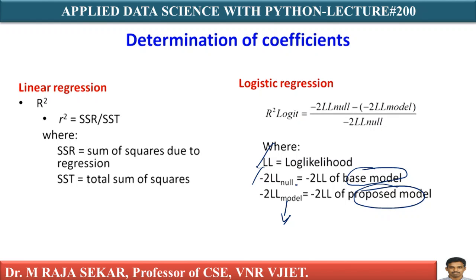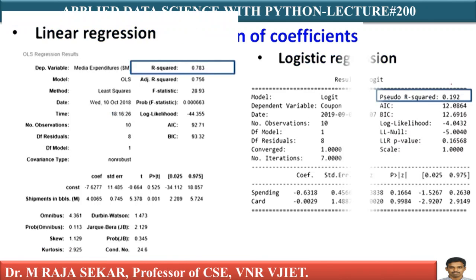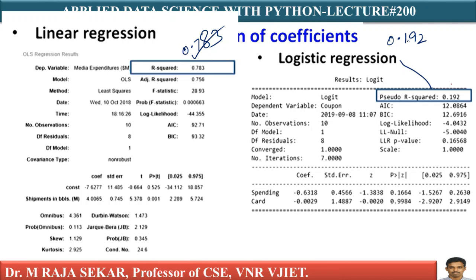Let me go to the next slide and show the output of your linear regression and logistic regression. These are screenshots I collected from my previous lectures. I need not spend time on this slide. In the case of linear regression, the R square value is 0.783. In the case of logistic regression, the pseudo R square is 0.192, isn't it?